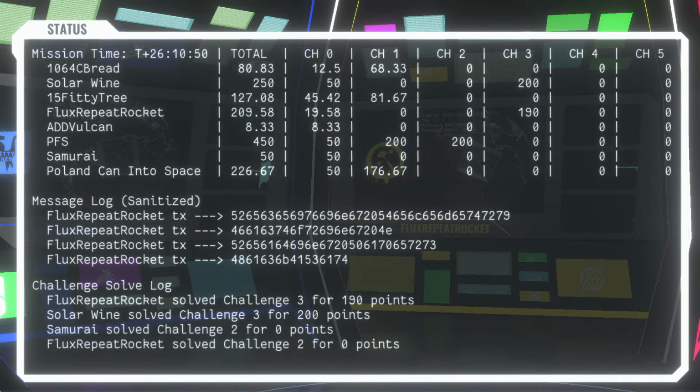to land Challenge 3. You can also see Flux Repeat Rocket scoring just before this broadcast with only a 5% reduction in total points, so that's a good amount of points for them. That means Solar Wine and Flux Repeat Rocket are both moving on to Challenge 4.